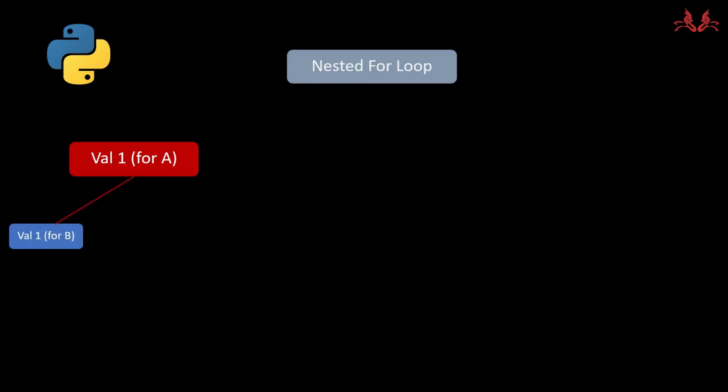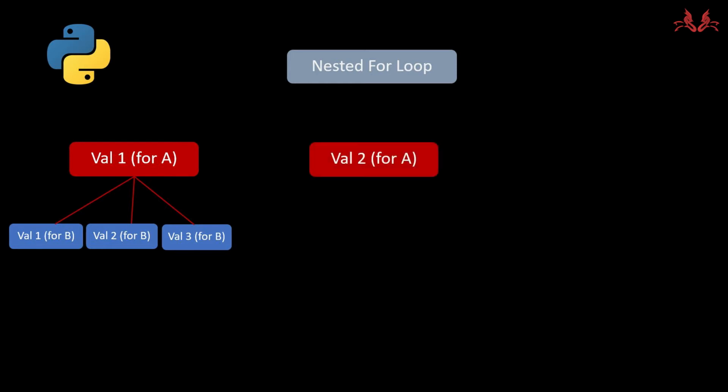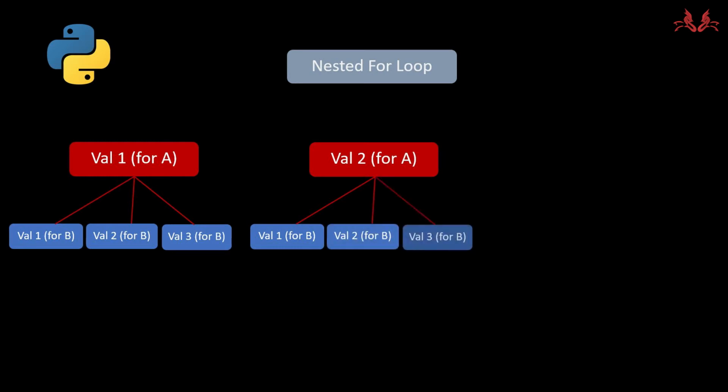Alright, let's take a look at the flow control and how nested for loop works. At first, the program will execute the for loop A with variable 1 outside, and it will go on to execute the variable 1 of for loop B inside, and variable 2 and variable 3. And it will go on to execute the variable 2 of for loop A outside, and execute the variable 1 of for loop B inside, and variable 2 and variable 3.